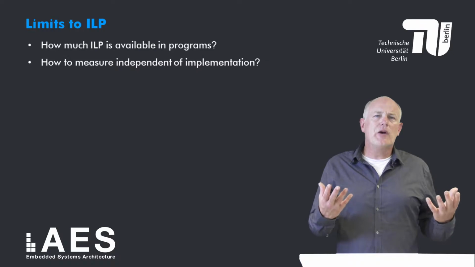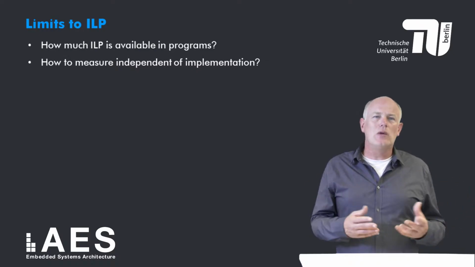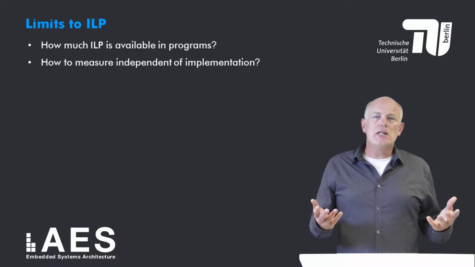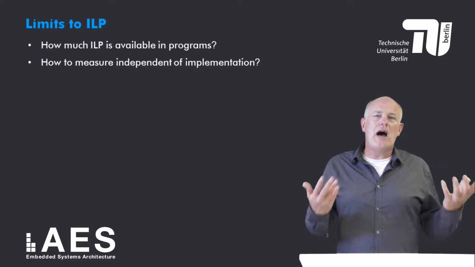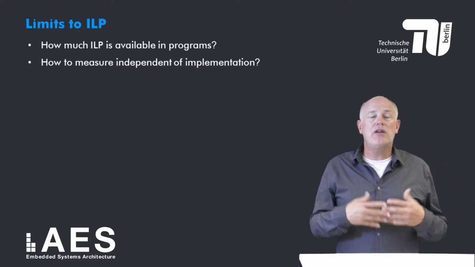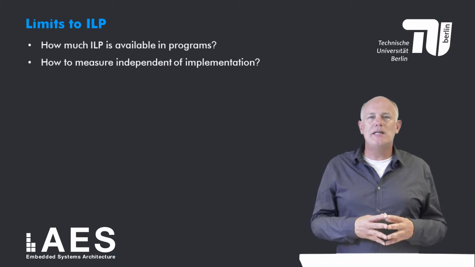This brings up another question, namely, how can we measure this independent of an actual implementation? If the processor can issue at most 4 instructions per cycle, then obviously the highest IPC that can be achieved is 4. But obviously this doesn't tell us what the maximum IPC is for a particular program.